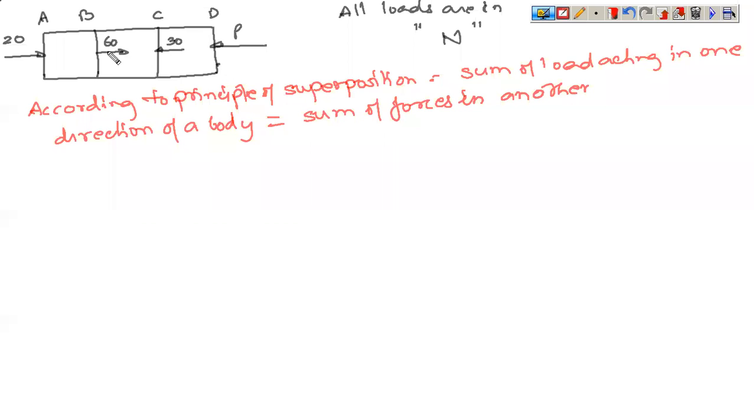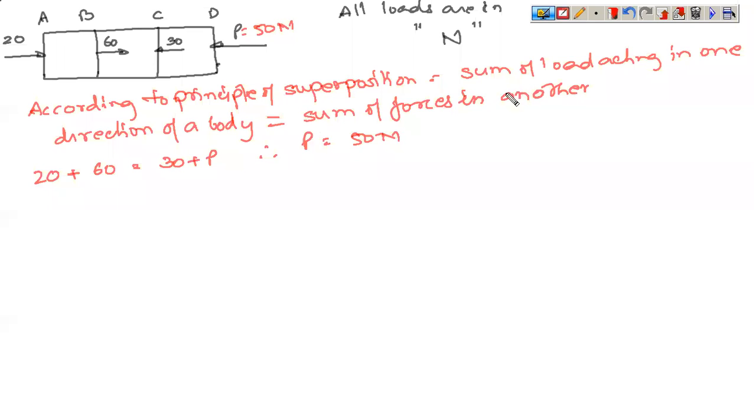So it says that the sum of forces acting in one direction of the body will be equal to the sum of forces in another. So in this problem, you can say that 20 plus 60 will be equal to 30 plus P. Now the direction of P will either be predefined in the problem or you have to select and effectively apply it. So if you solve this, therefore P is equal to 50 Newton.